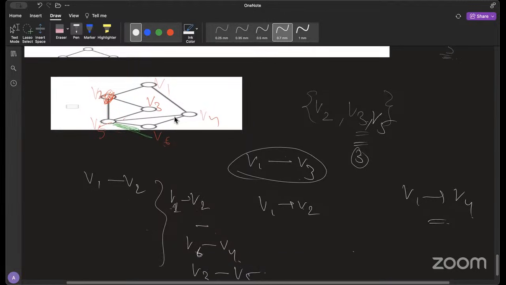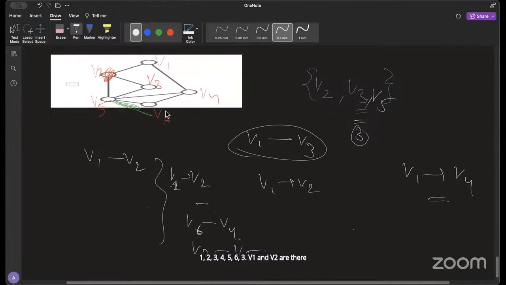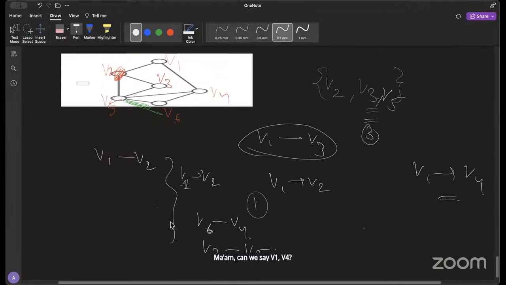One, two, three, four, five, six, right? V1 and V2 are there. V6 and V4 are there. V3 and V5 are there. We're done, right? This is one perfect matching. Ma'am, can we say V1, V4, V2, V3, and V5, V6?